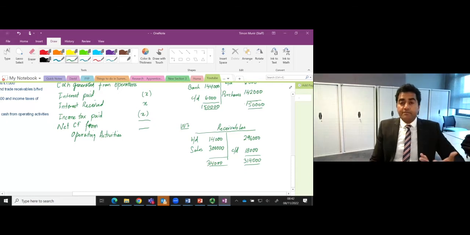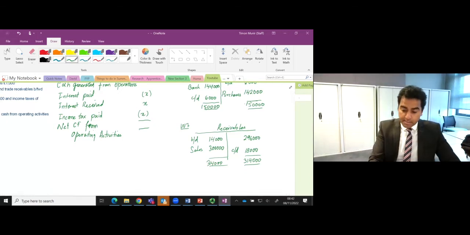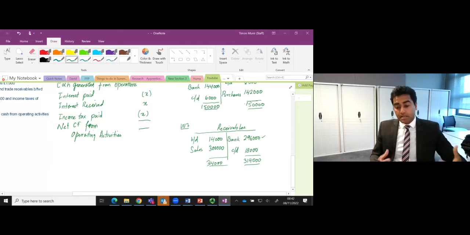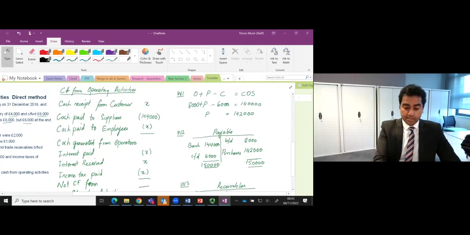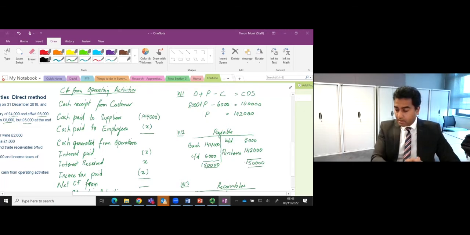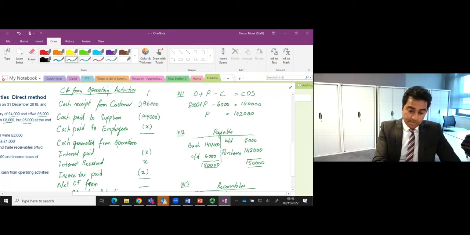So when we receive from our customers, the double entry is bank debit, receivables credit, and you can see that the amount is appearing on the credit side, and just behind that I'm going to write bank. So again, bank debit, receivables credit. So now I have found the second item for my format, and I have received 296,000 pounds from my customers.